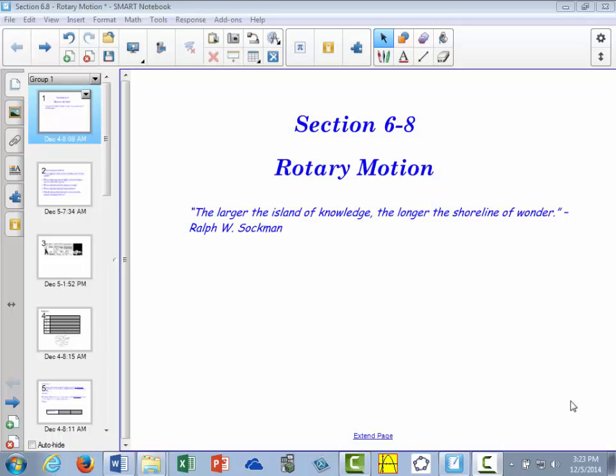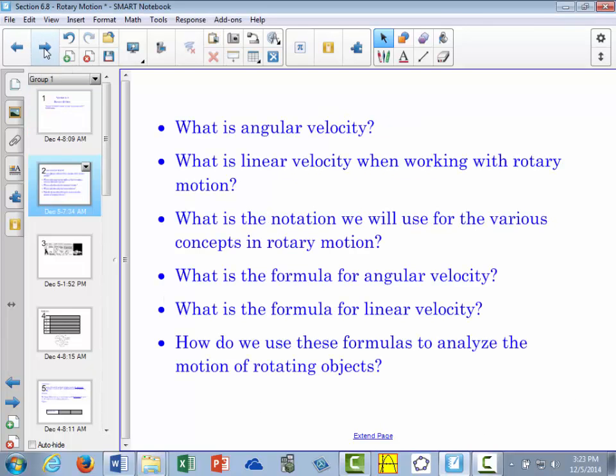Welcome to section 6-8, Rotary Motion. At the end of this section, we should be able to answer these questions. What is angular velocity? What is linear velocity when working with rotary motion? What is the notation we will use for the various concepts in rotary motion? What is the formula for angular velocity? What is the formula for linear velocity? And how do we use these formulas to analyze the motion of rotating objects?